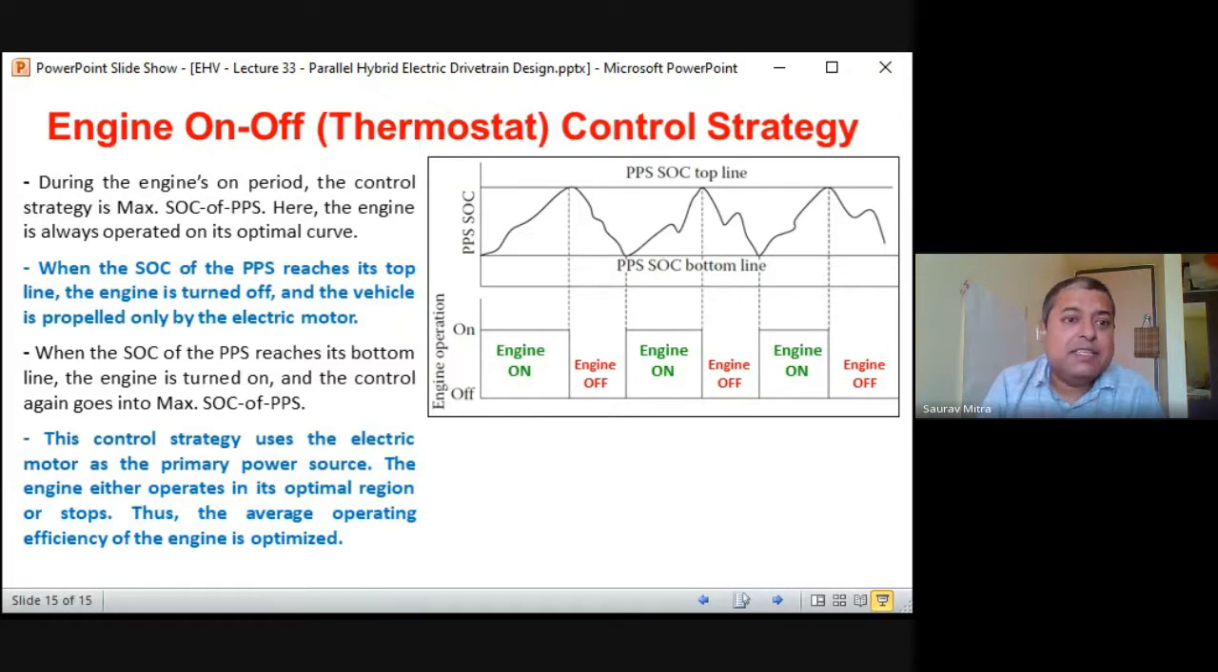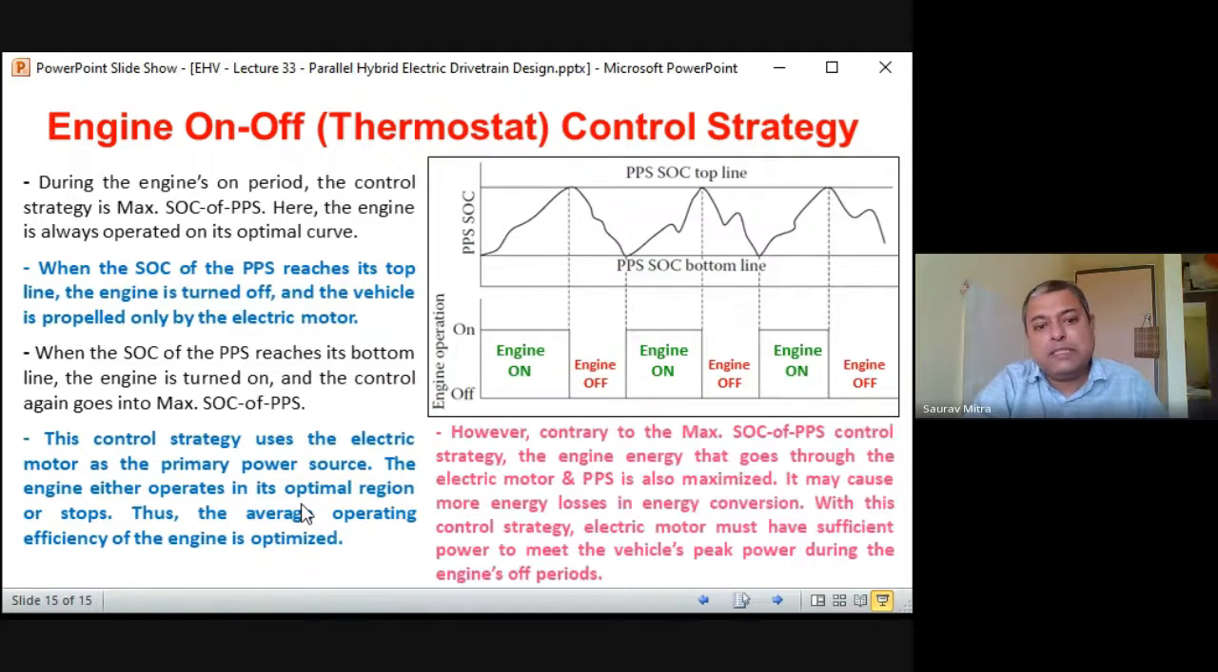In this engine on-off thermostat control strategy, what we are finding is that as long as the engine is on, it is functioning only in its optimal region. Very important thing. Optimal region means the power production efficiency of the engine is highest. So this is a very important thing, that the engine either operates in its optimal region or stops. So in this case, this is the thermostat control strategy. Thus the average operating efficiency of the engine is optimized.